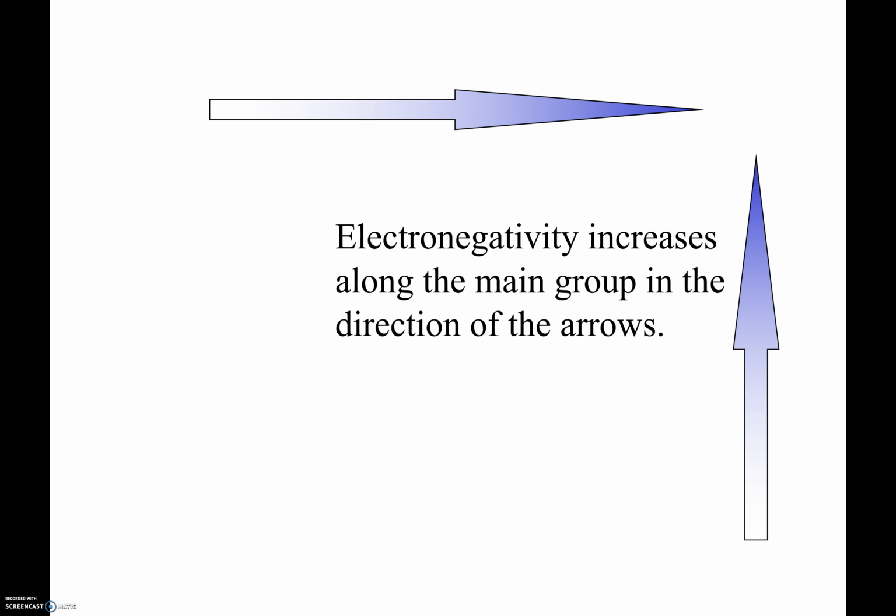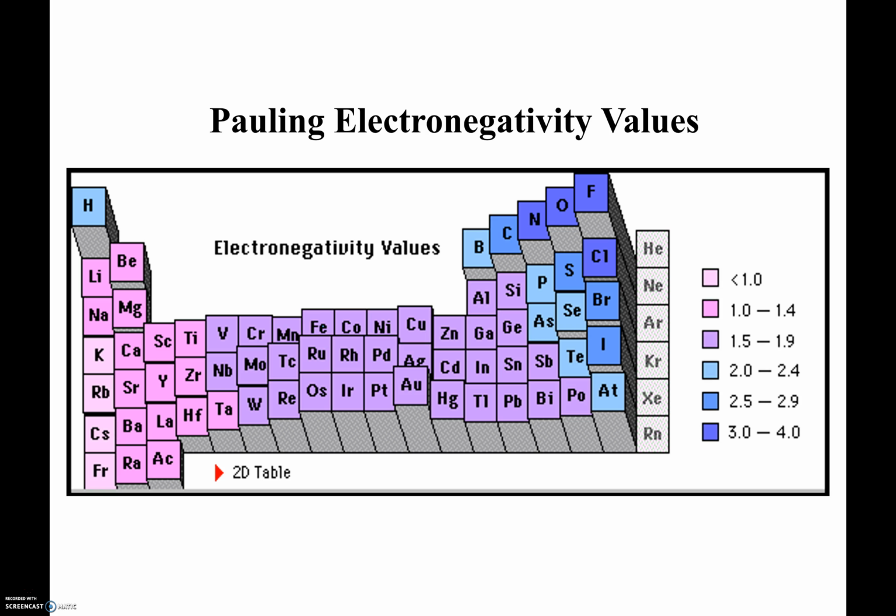Here's one for you. When you're drawing a Lewis structure, which one do you put in the center, the higher electronegative or the lower electronegative? How many people think it's the higher one? How many people think it's the lower one? It is the lower one. Very good. These are the electronegativity values. We call them Pauling values, they mean the same thing.